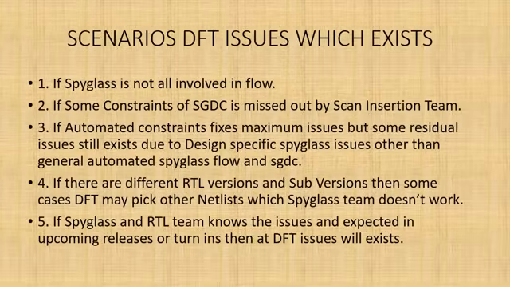Suppose SPYGLASS exists within the design and still DRC errors exist at the DFT or STA stage. In what scenarios may this happen? If SPYGLASS is not involved in the flow at all. If there are some SGDC constraints which are missed out by the scan insertion team, then also the issue may exist. If there is automation in the company which resolves only 90% of the issues, but the other 10% is design specific and not automated, then also some issues exist.